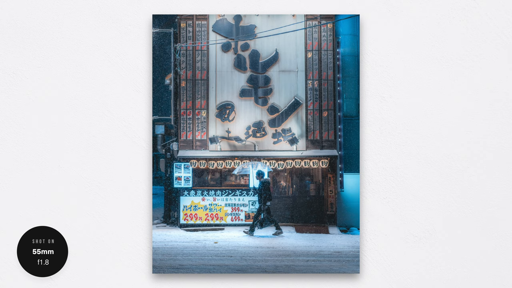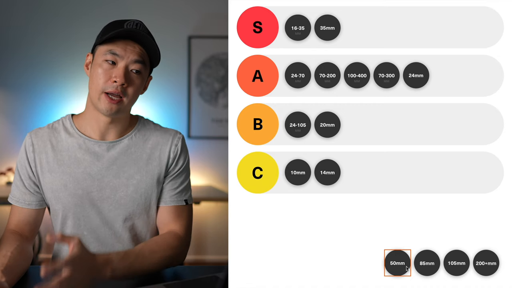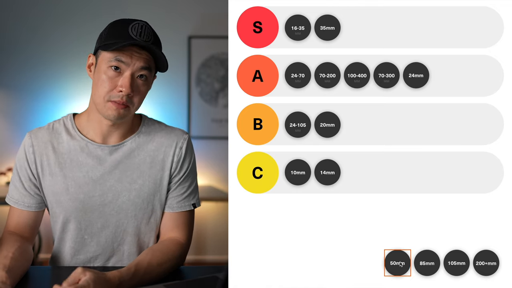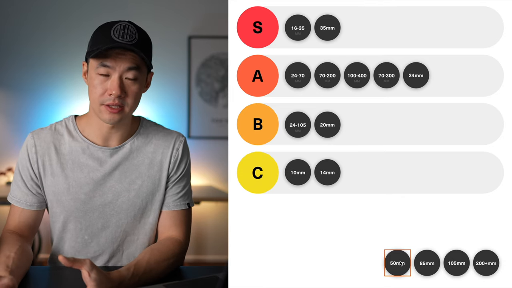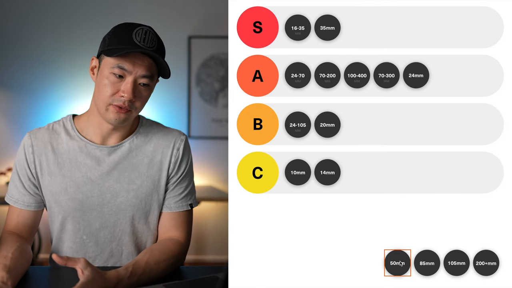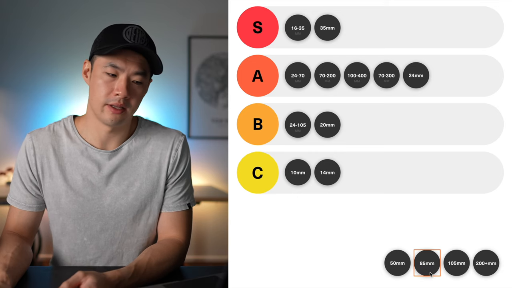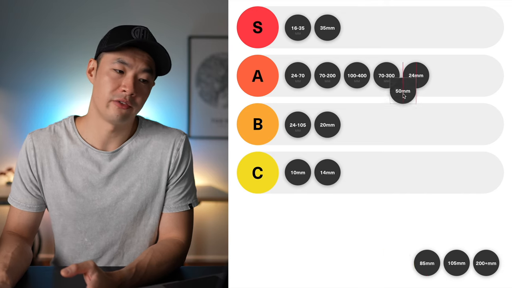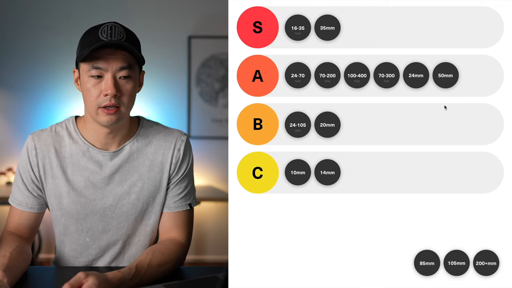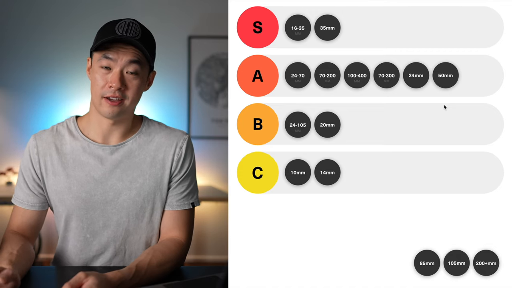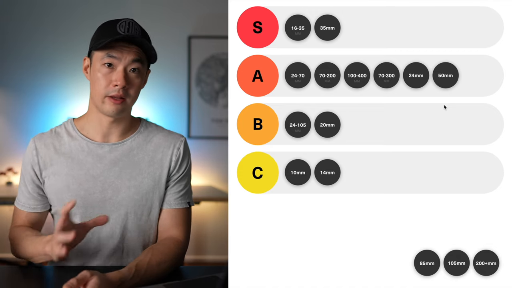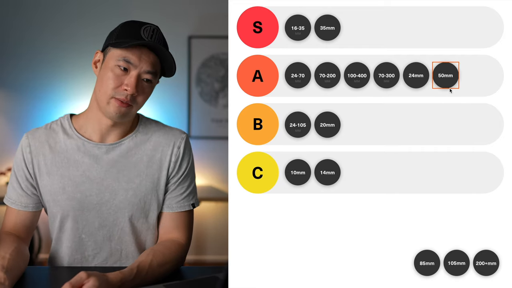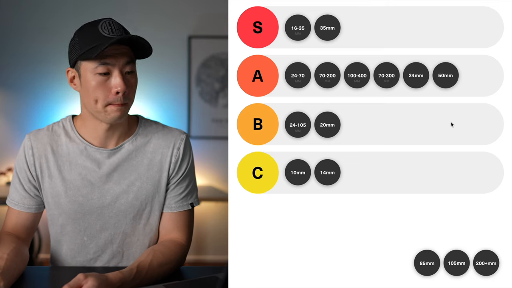But in terms of 50 versus 35, I would recommend the 35 every time, hands down. I just don't find the 50 to be as versatile as the 35. And for the reason that I'm about to cover in the next lens, I feel that the 50 is just not as good as the 35. And for that reason, I'm gonna give it an A, because it's still damn good, don't get me wrong. If you love that focal length, then you should totally go for it. But for me, it's not S tier, but it's damn good.